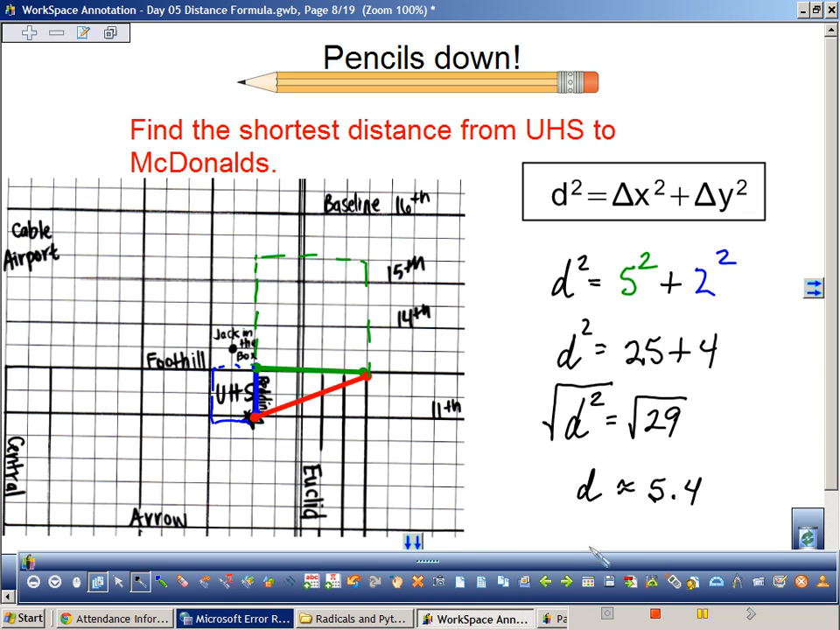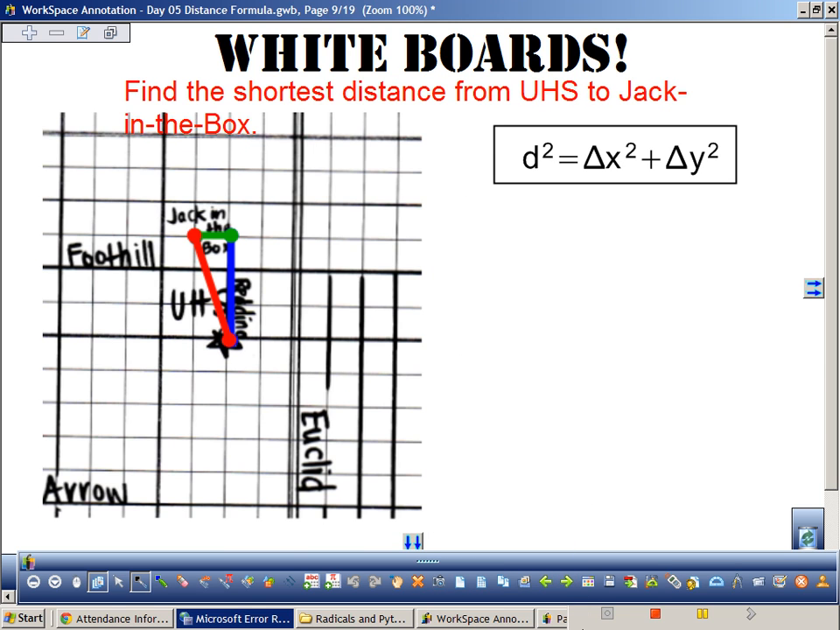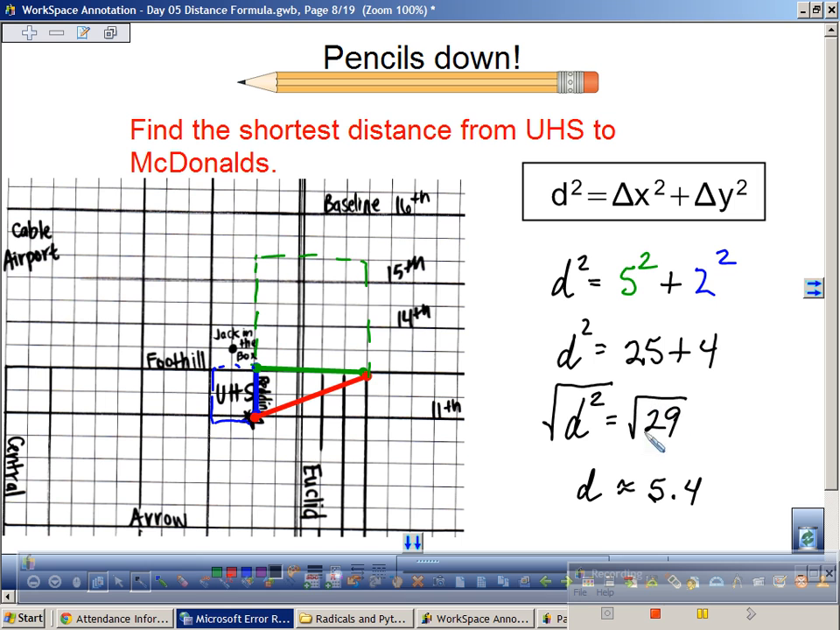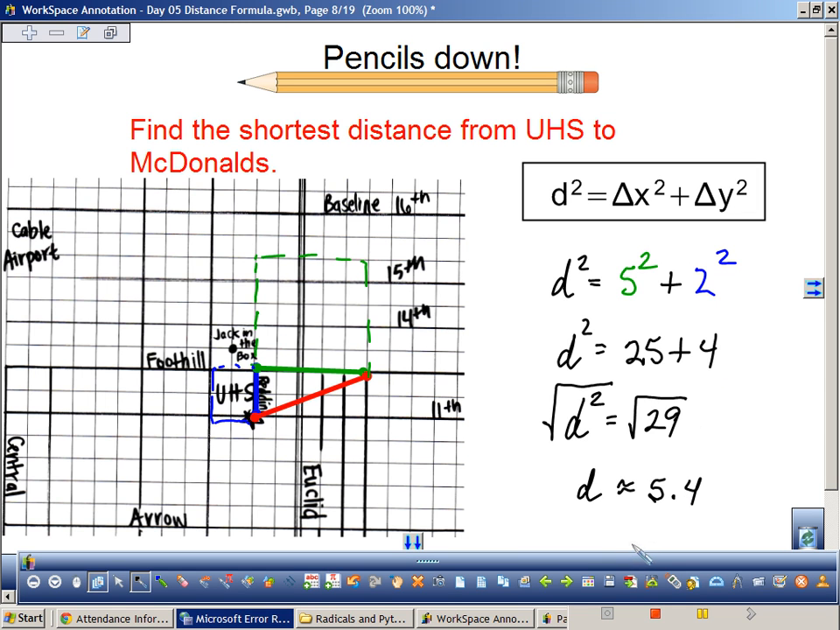Alrighty. Questions? Okay, I don't think you need to write this one down. Let's just keep going. Wait, what was the exact answer? You can't simplify 29 anymore. You can't just take the square root of 25 and 4. That's how I got 29. 25 plus 4 is 29, and then I took the square root of both sides, and I can't simplify this anymore, but I can estimate it. You can't do it separate. They're together. Okay?